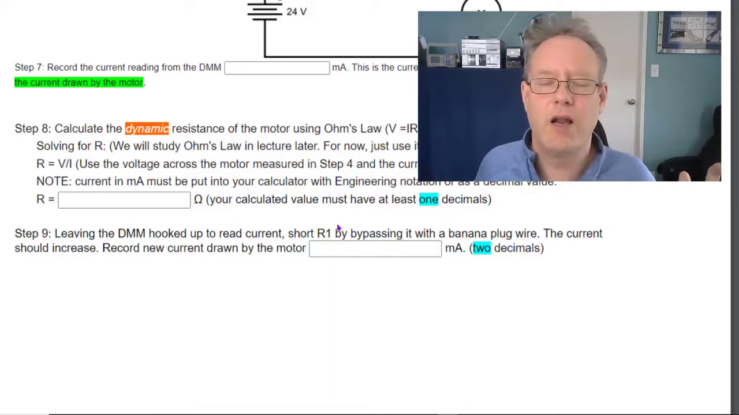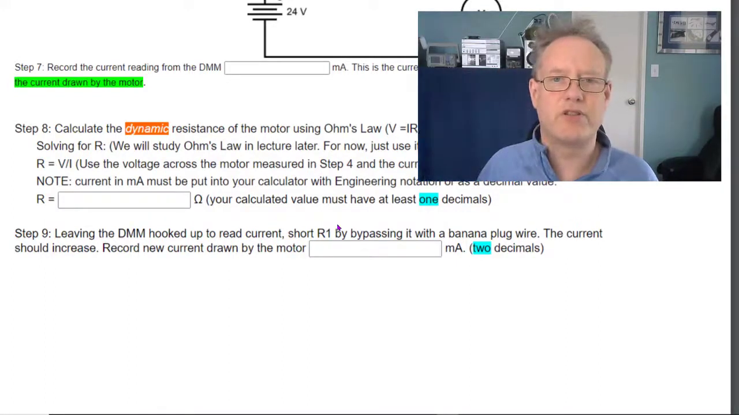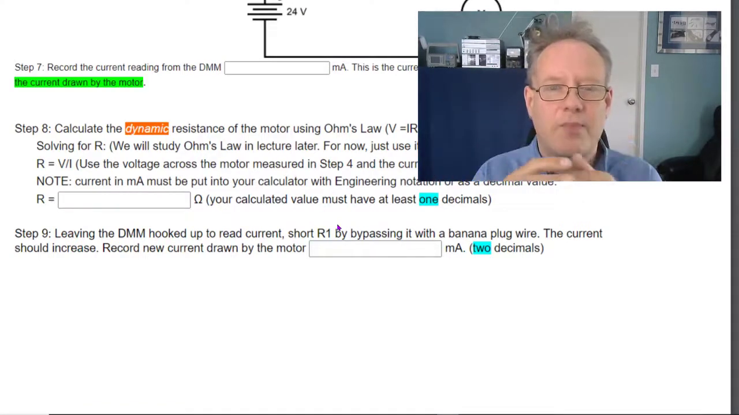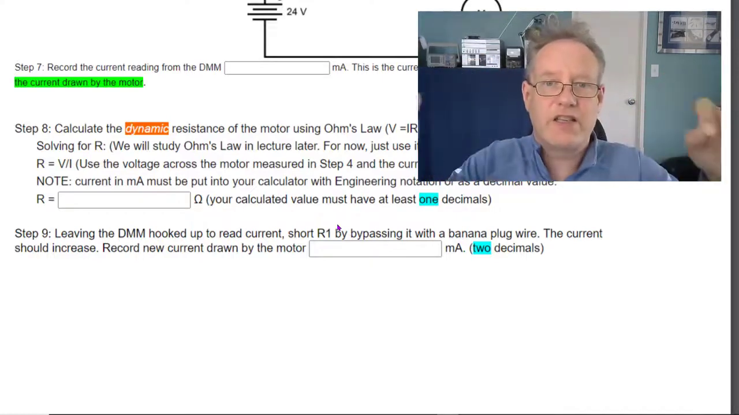What happens, right? So you want to just measure the resistance of the motor just like you did the resistors. When we measure the resistance of things, they cannot be connected to anything. We have to actually physically disconnect them. So physically disconnect the motor.